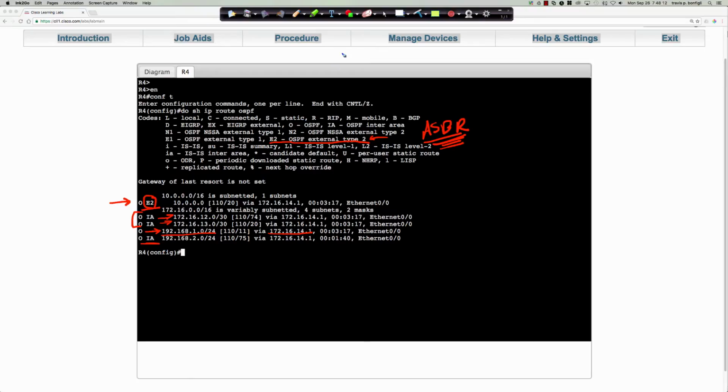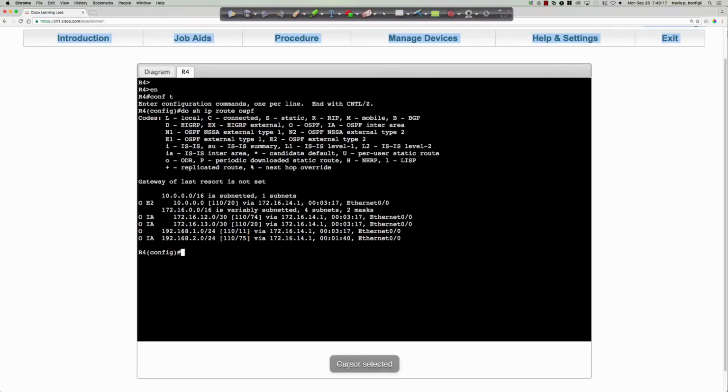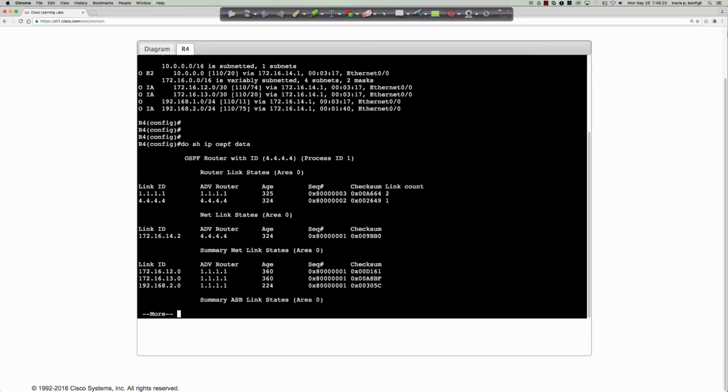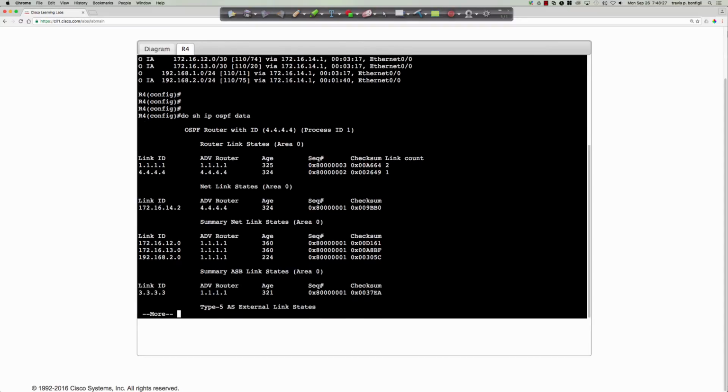Now let's take a look at the database. This is how you see the Link State Database, where you're going to say do show ip ospf database. And this is the Link State Database.